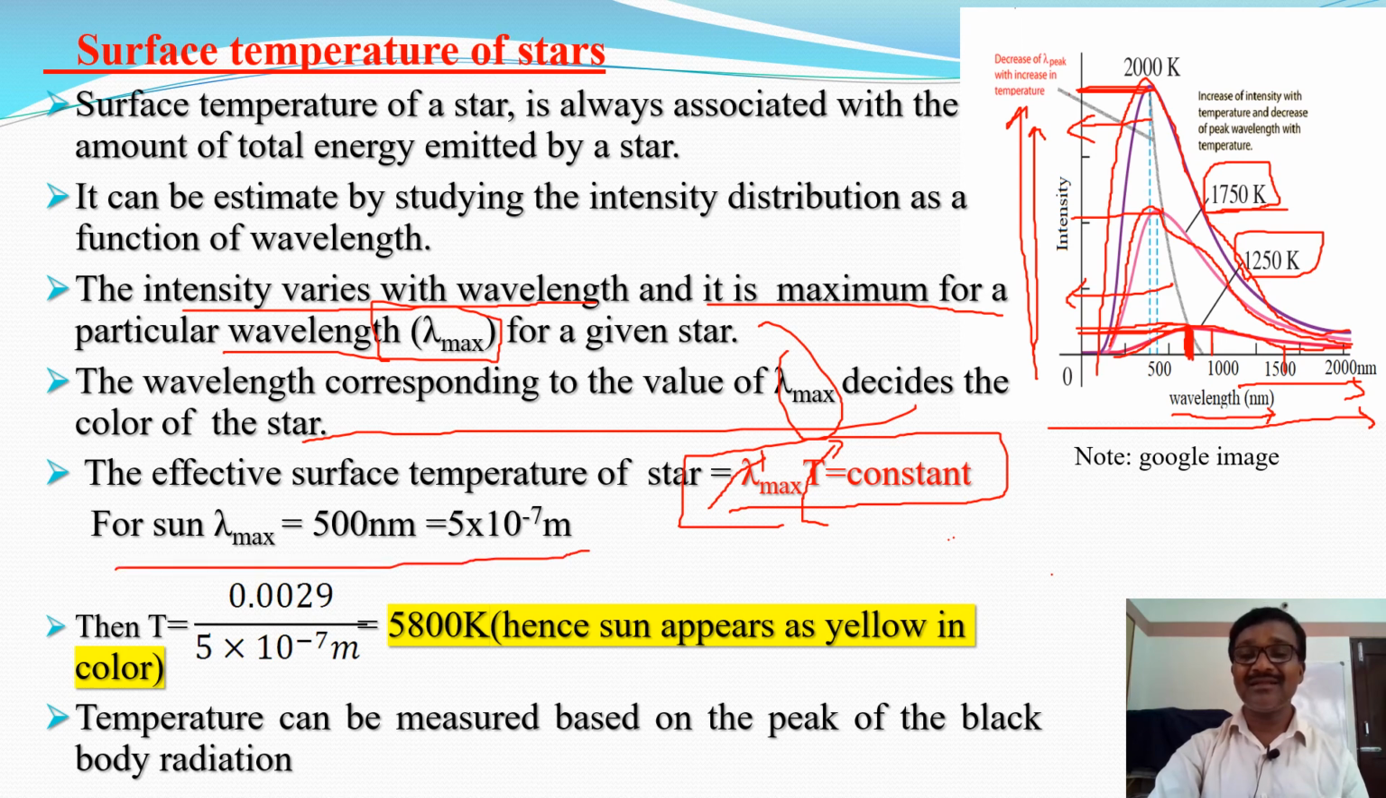The sun emits a broad spectrum from X-rays of wavelength 2 nanometer to radio waves of wavelength 10 nanometer, but the most intense radiation reaching the earth's surface is visible light of wavelength 500 nanometer. By putting in these values, we estimate the effective surface temperature of the sun, which gives 5800, that means 5800 Kelvin. Hence the sun appears yellow in color.